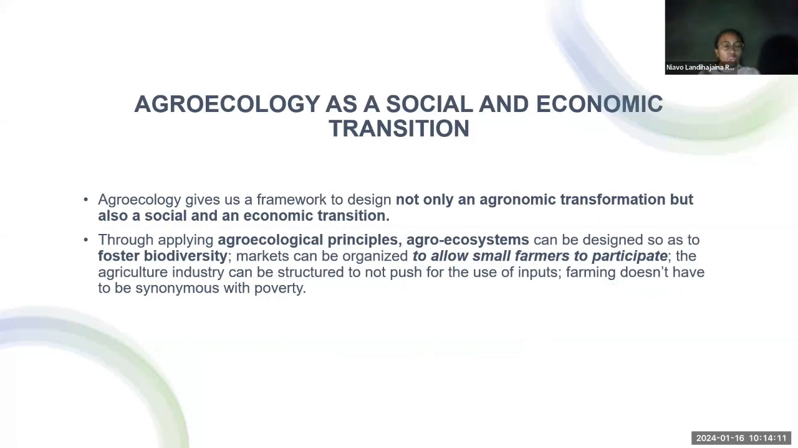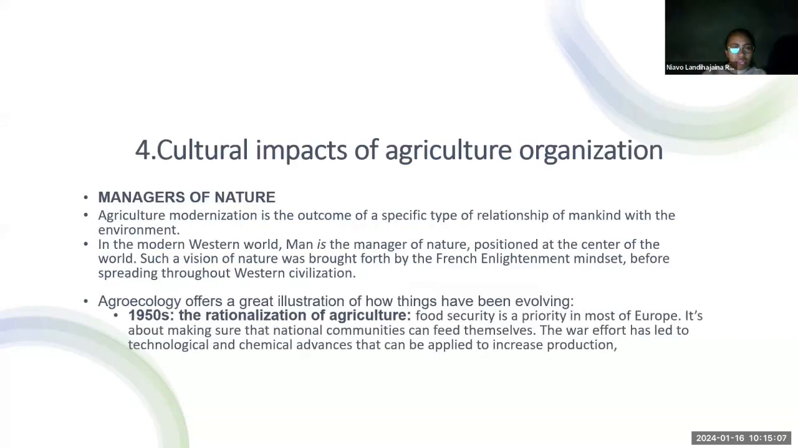So, why is it important to implement agroecology as a social and economic transition? Because agroecology gives us a framework to design not only an economic transformation, but also a social and economic transition. Through applying agroecological principles, agroecosystems can be designed so as to foster biodiversity. Markets can be organized to allow small farmers to participate. The agriculture industry can be structured to not push for the use of inputs. Farming doesn't have to be synonymous with poverty.